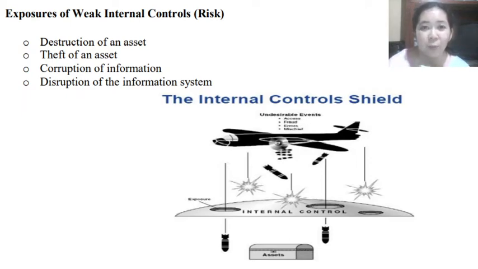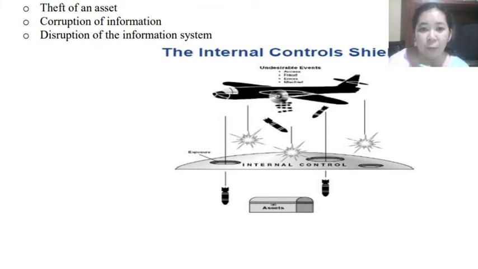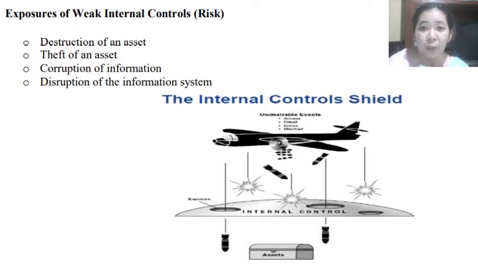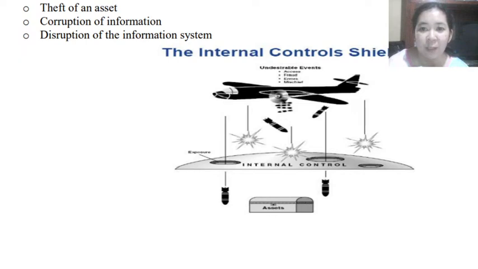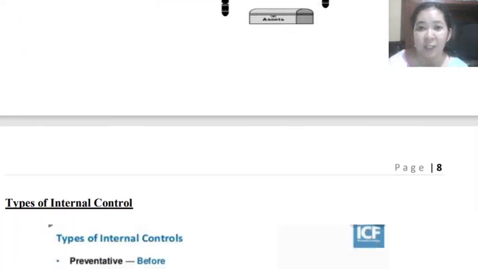Okay, so we have here the illustration for the internal controls shield. So if you could notice, internal control, as mentioned earlier, serves as a shield to protect the assets against fraud, access, misappropriation, and others. Okay, so that's how internal control works in an organization. It serves as a shield to cover or protect our assets and other resources.